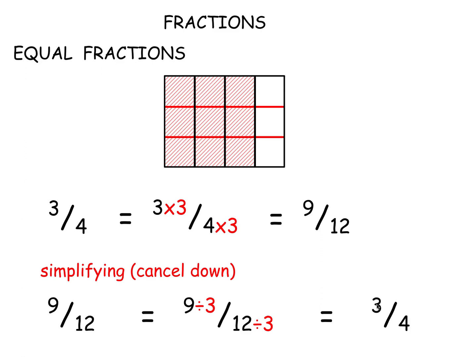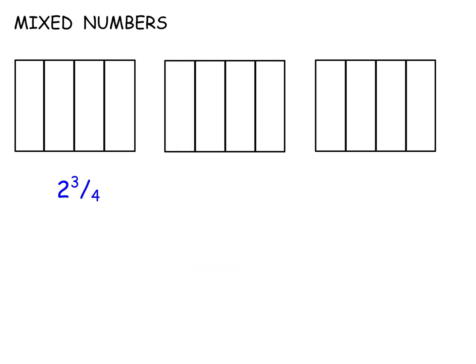So 9 twelfths has simplified to 3 quarters, and it doesn't simplify any further. Here we simply say the largest number that will go into 9 and also go into 12 is 3. So divide the top by 3 and the bottom by 3 and we simplify the fraction. So that's equal fractions. Another reminder here is mixed numbers.